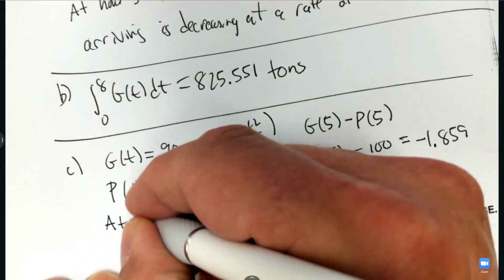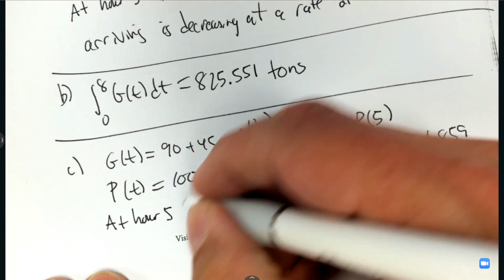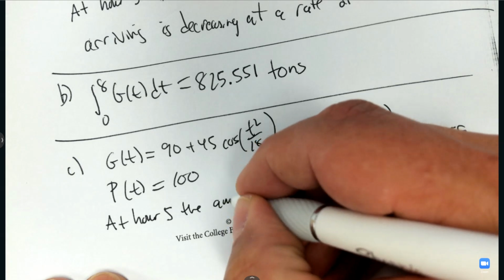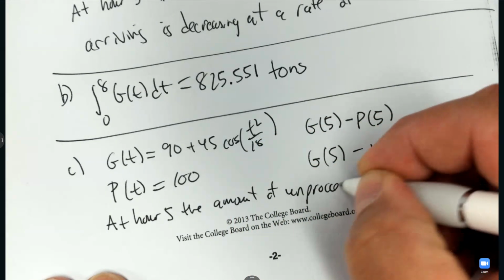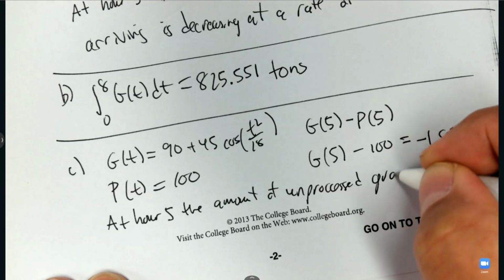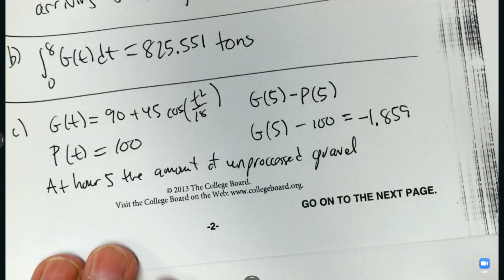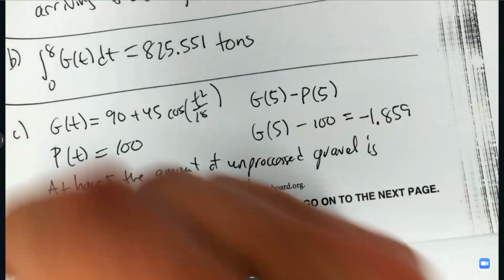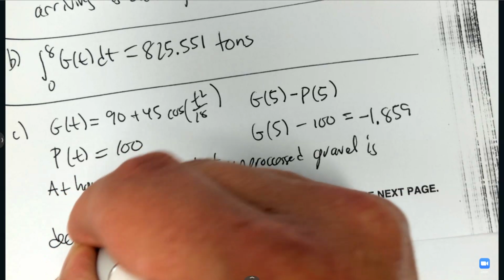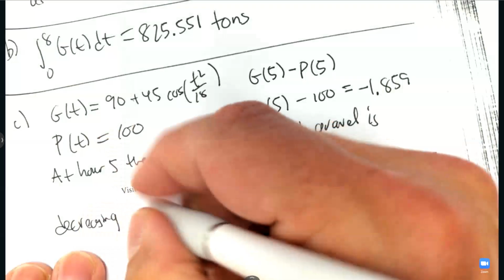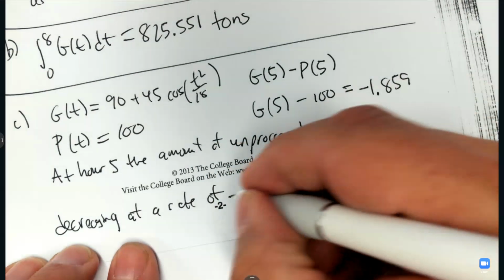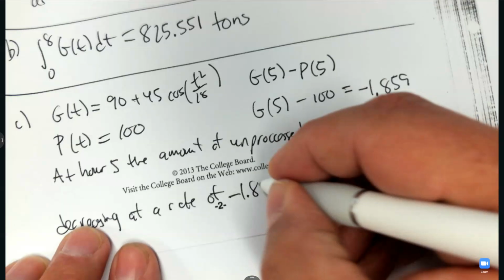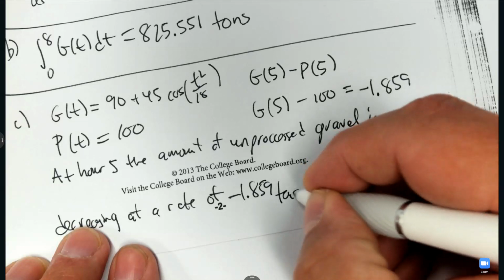So at hour 5, the amount of unprocessed gravel, processed? I don't know how to say that. Unprocessed gravel is decreasing at a rate of negative 1.859 tons per hour.